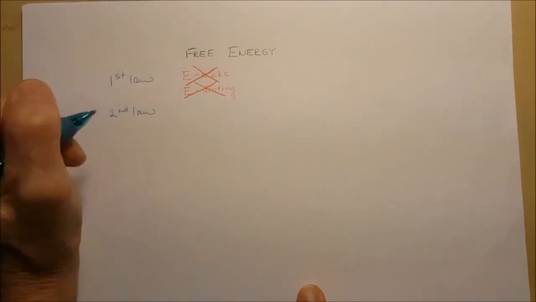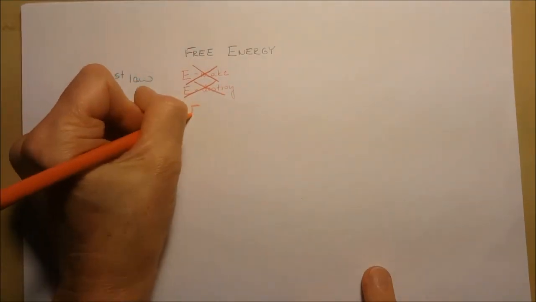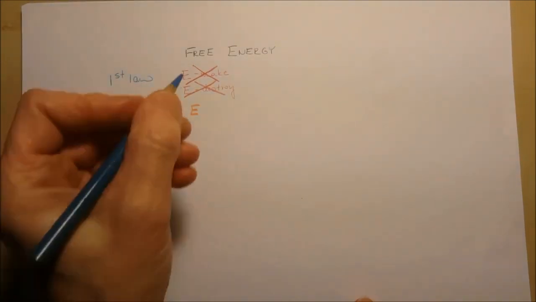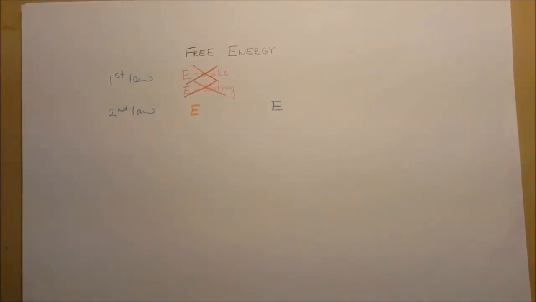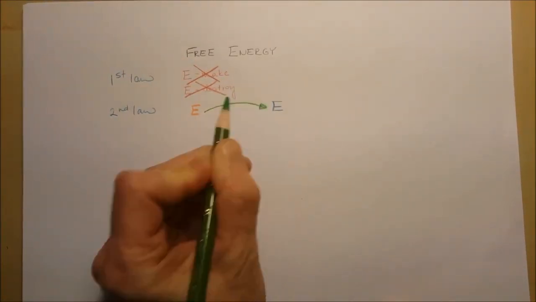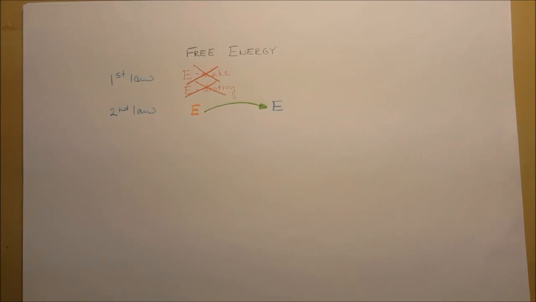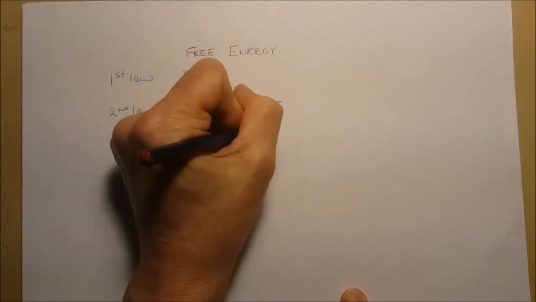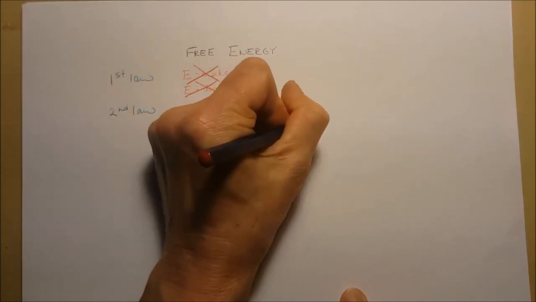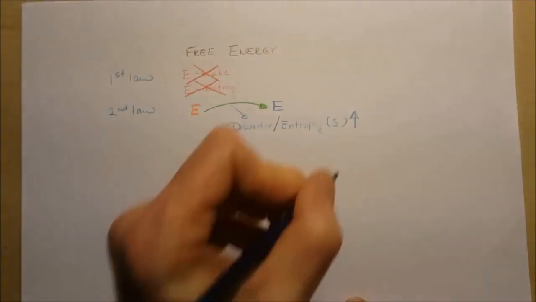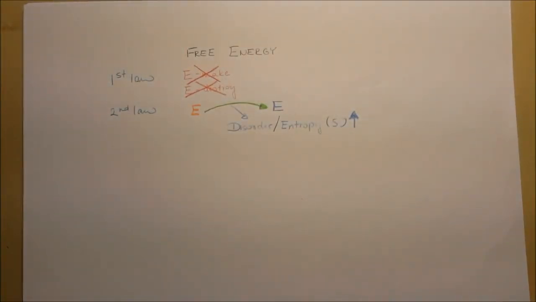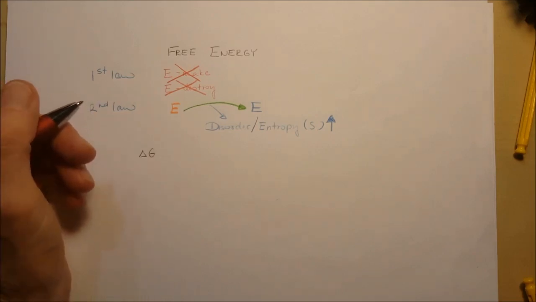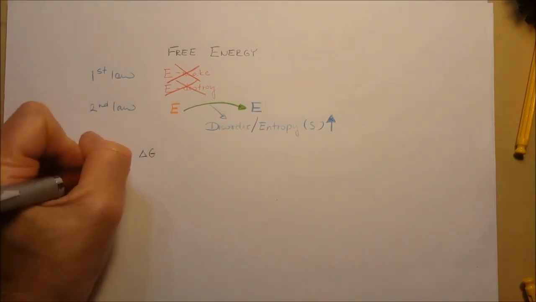And the second law states that when an energy transformation or conversion happens, one type of energy turns into another type of energy, it always increases the disorder of the material. So the entropy, capital S, is going to increase. The disorder in the universe increases when energy transformation happens.